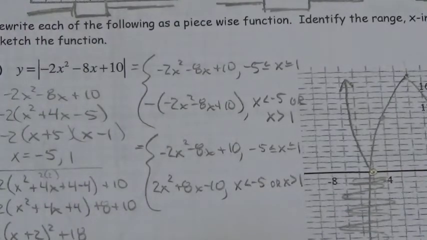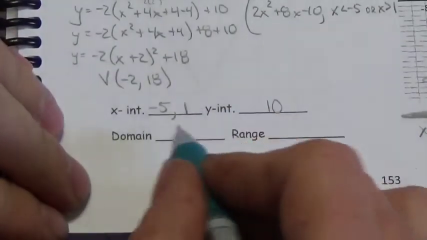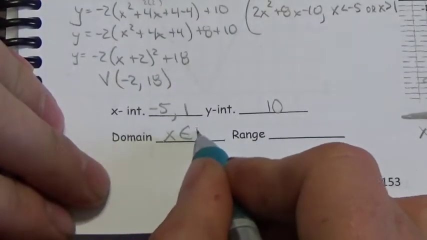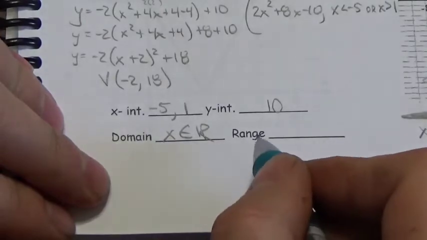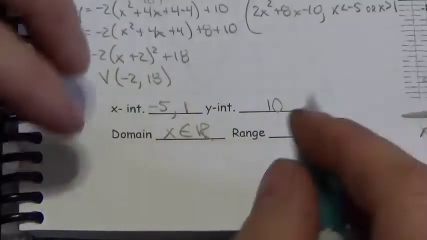Now I've got a couple more questions that I've got to answer here. Based on my absolute value, what's the domain? Well, it's going to be an element of the reals. That won't change. But my range will change. And you're going to see this show up an awful lot.